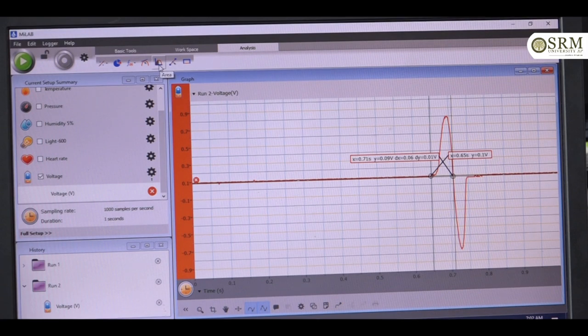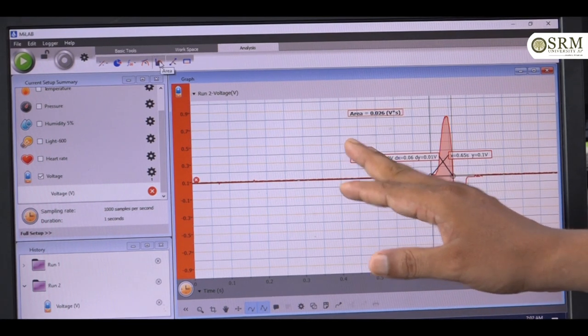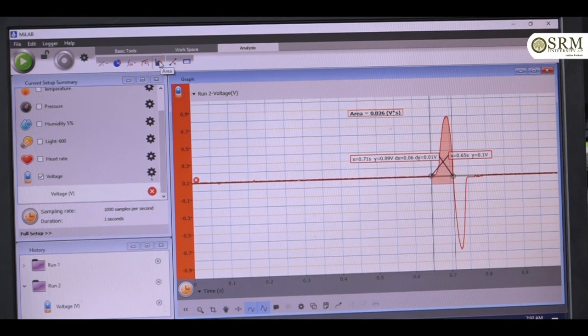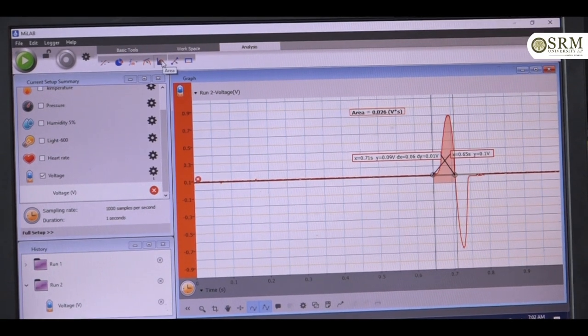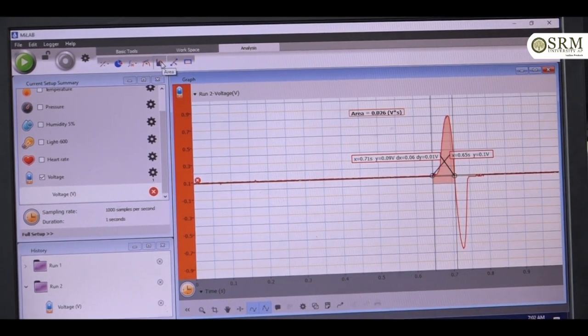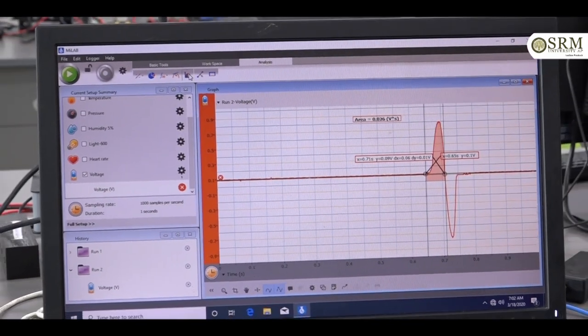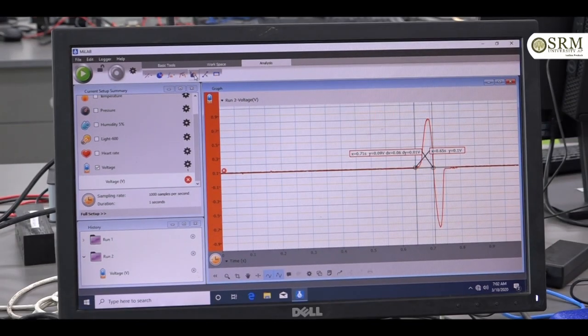Now I will find the area. This is the positive peak area, and the area is equal to 0.026. Write down the area, or if you want, take a screenshot with F1 and Windows print screen, and close it. The positive peak area is done.